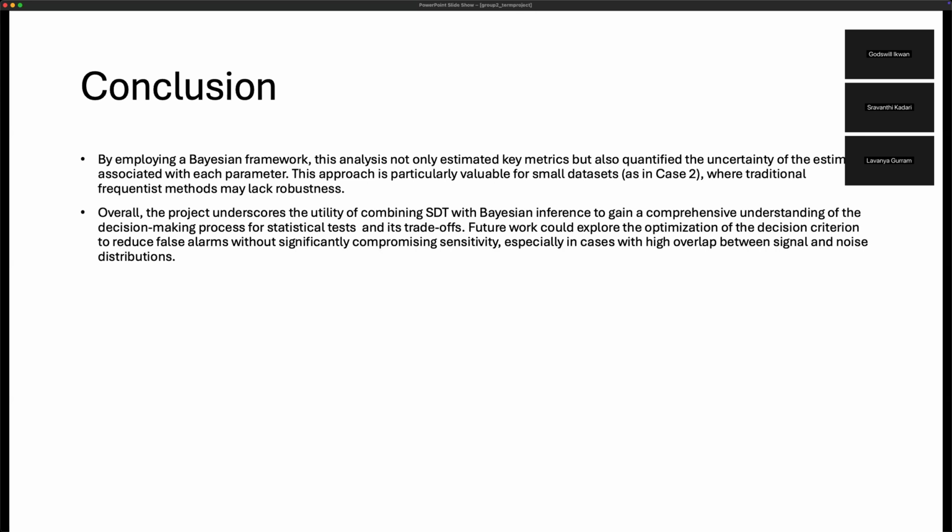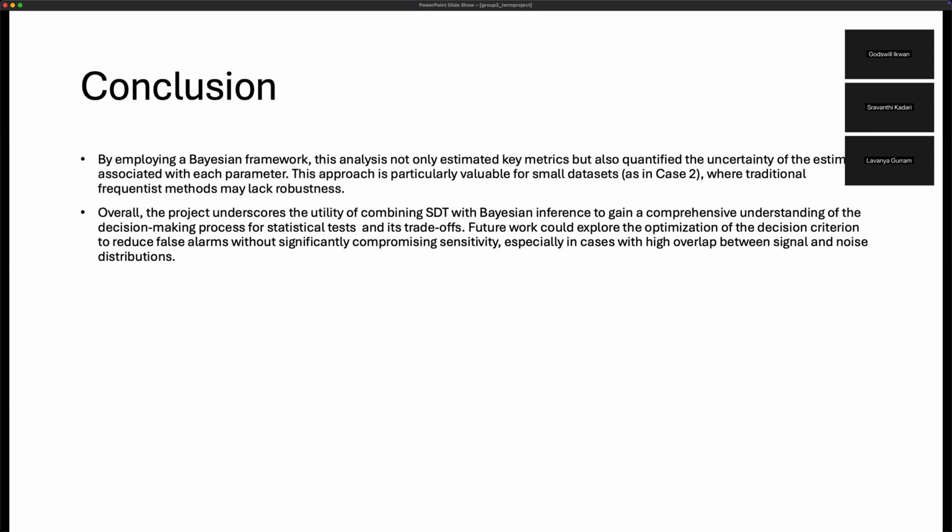Go ahead. So the conclusion I'll highlight are the key findings of using a Bayesian framework. The analysis used a Bayesian framework to estimate important metrics and quantify the uncertainty of these estimates. Bayesian methods are advantageous because they incorporate prior knowledge and provide a probability distribution for parameters. This approach is useful for small data sets.